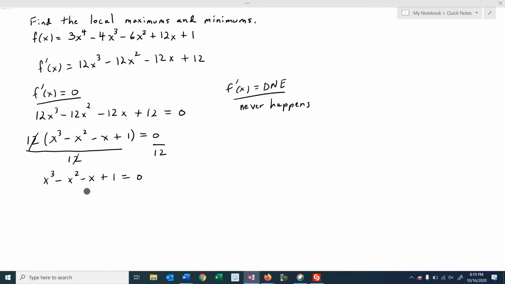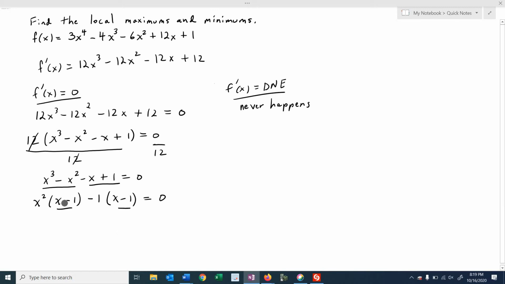Anytime you have 4 terms, you should think about the possibility that you could factor it by grouping. The way we do factoring by grouping is we pair up 2 of the terms, and then we pair up the other 2 terms, and then we factor out what those pairs have in common. So these 2, if we pair them up, have an x squared in common. I'm going to factor that out, and that's going to leave us with an x minus 1. Then these 2 don't have anything in common, so I'm going to pull out a negative 1, and that's going to leave us with x minus 1.